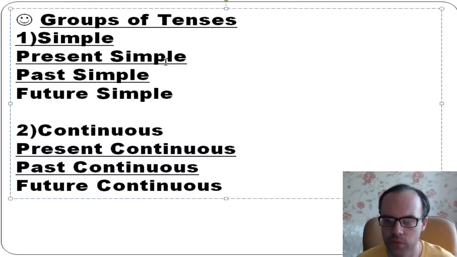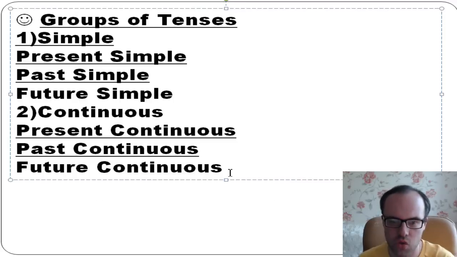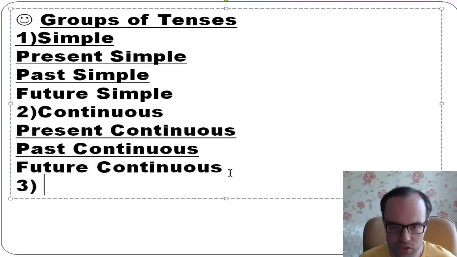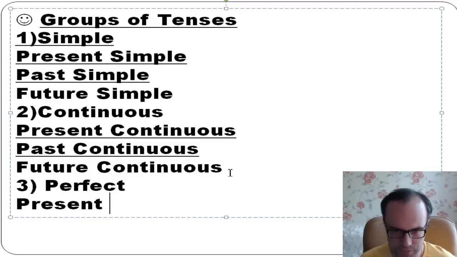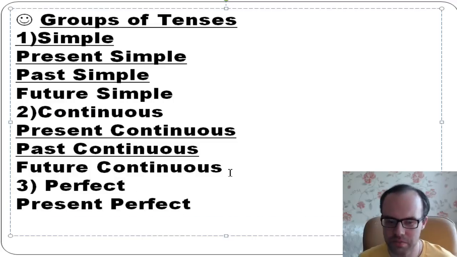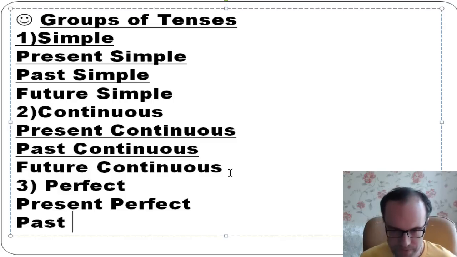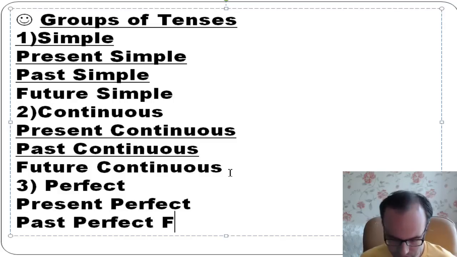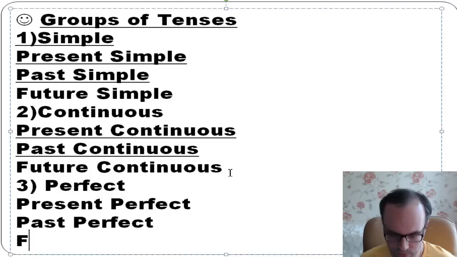So present simple, we usually do it. Past simple, it's about the past, a short action in the past. Present continuous, it's now. Past continuous, a long action in the past. And we need to talk about future simple and future continuous. Well, we also need to remember the perfect group. So it's present perfect, it's about the past when there is a connection with the present. Good. Next, past perfect, and future perfect.